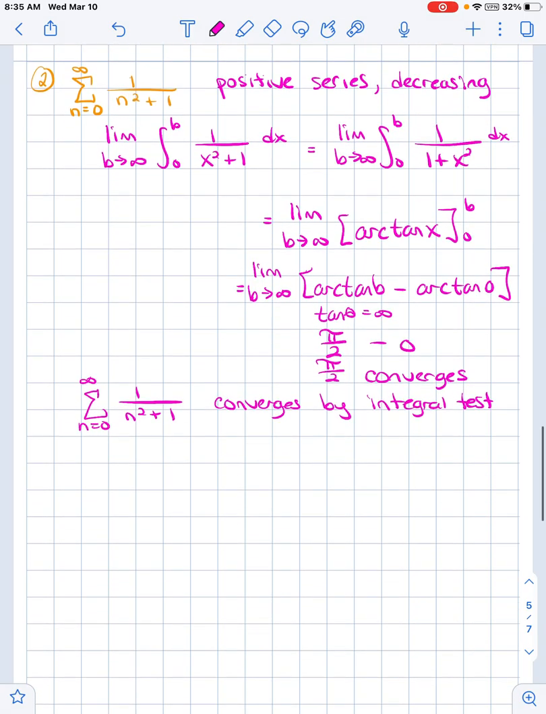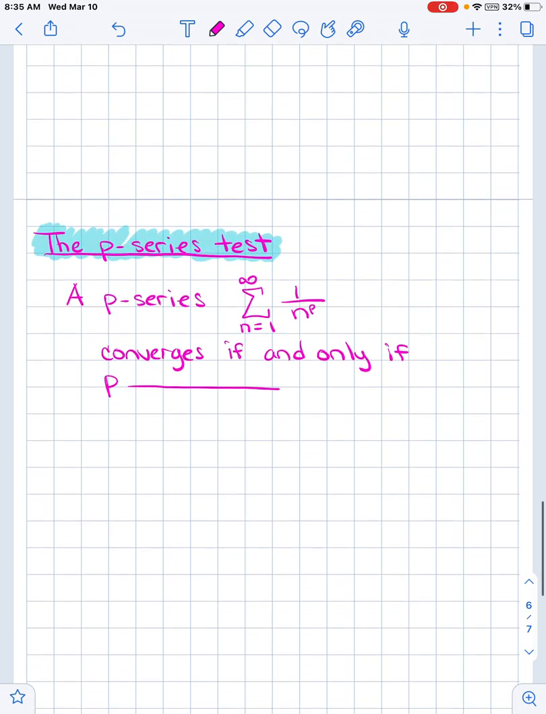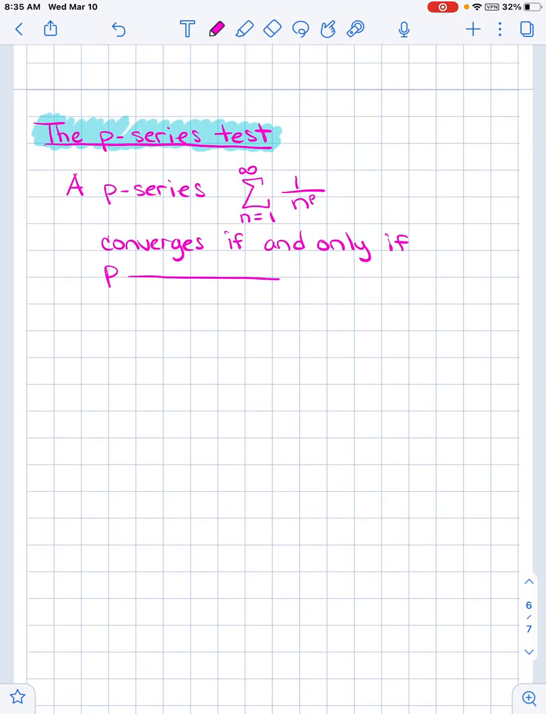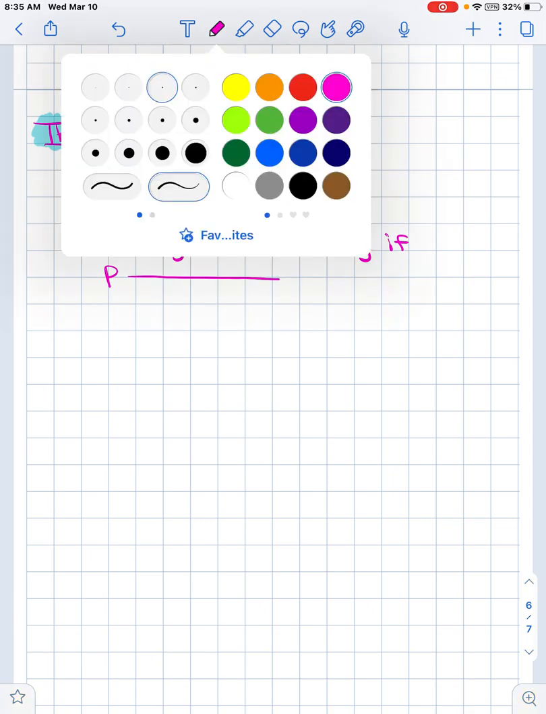Okay, one more test, and this one is actually a really nice one. This one comes up a lot, and it's called the p-series test. Now it's really, really important that the p-series can only be written in this form: 1 over n to some value p. So like 1 over n squared, 1 over n to the first, 1 over the square root of n would be 1 over n to the 1/2. So the p-series is pretty specific, but it's going to come up a lot because it's really kind of nice.